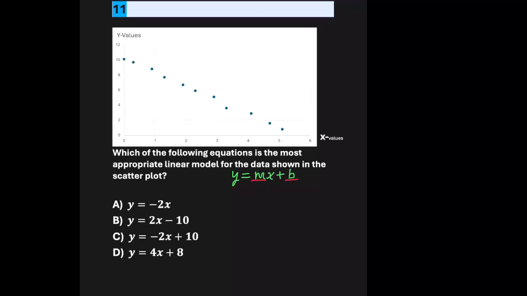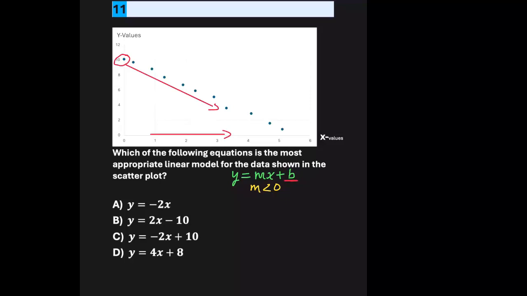If you look at the graph, as x increases, the values of y decrease, so the slope of the graph is going to be negative. So m is going to be negative and b, which is the y-intercept, is positive for this graph. The graph touches the y-axis right here, so the y-intercept is going to be positive. So we're going to look for two things: a negative slope and a positive y-intercept.